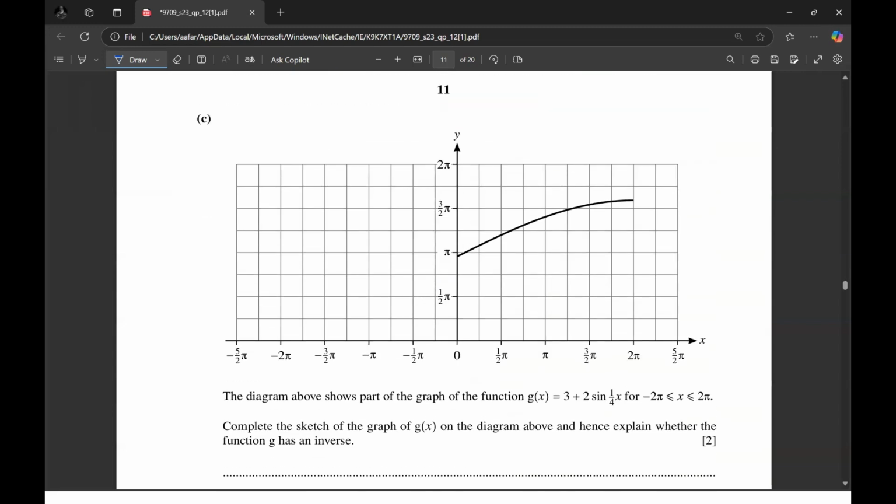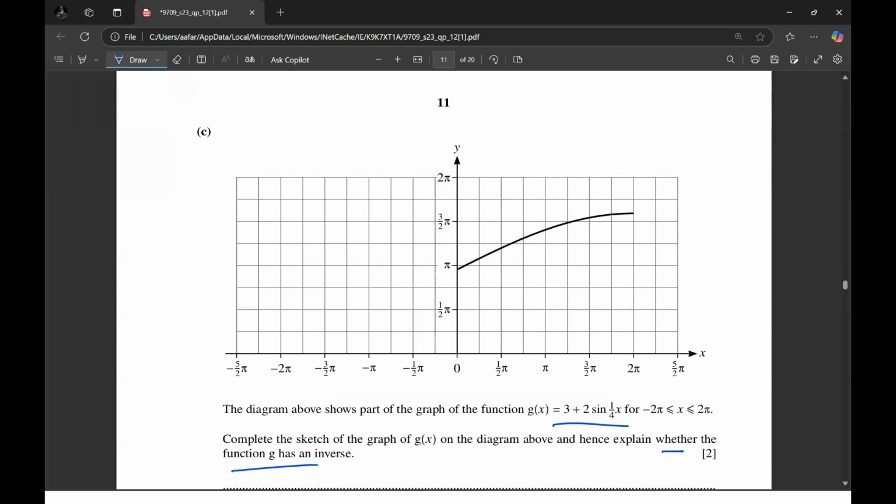The diagram shows part of the graph of the function g of x. So it's a different graph, but it's the same shape as f of x. They ask us to complete a sketch of the graph in the diagram above, and hence explain whether the function g has an inverse.